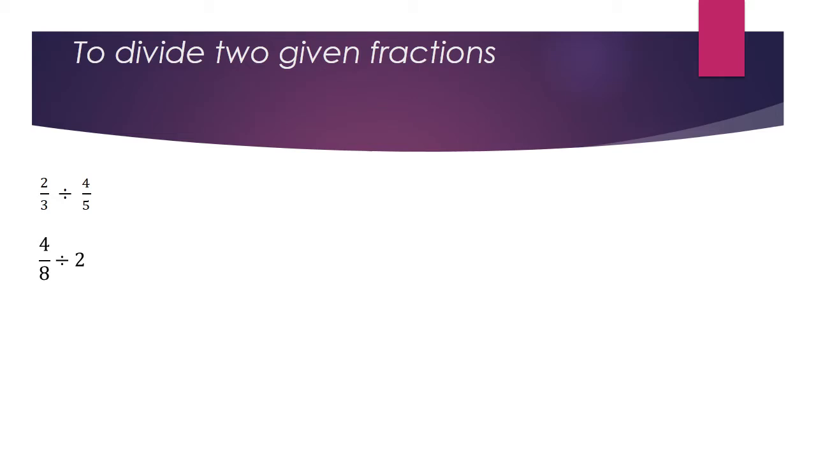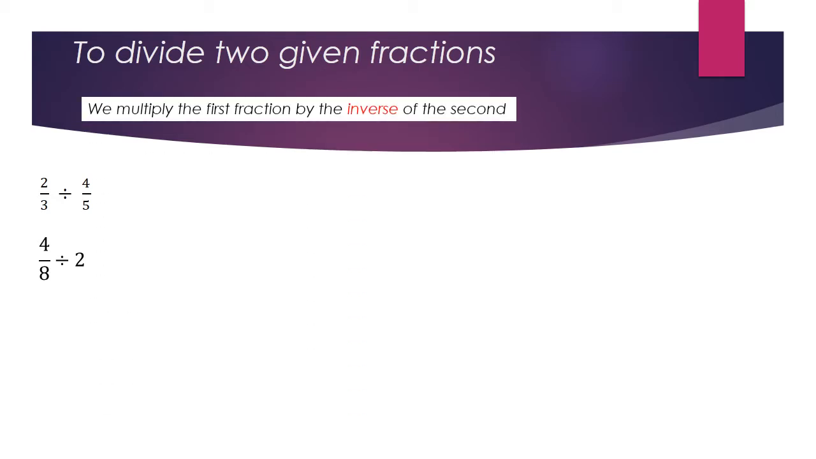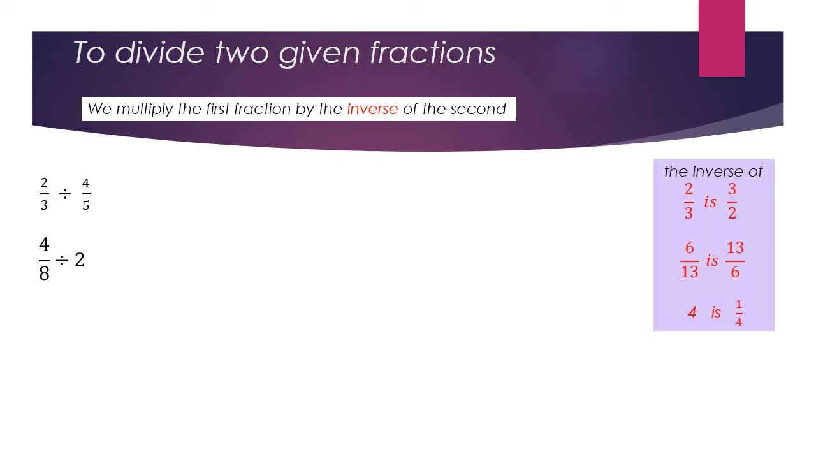How to divide two given fractions? To divide them, we multiply the first fraction by the inverse of the second fraction. What is the meaning of inverse? If we have a fraction 2 over 3, the inverse of it is 3 over 2. So the numerator becomes the denominator and the denominator becomes the numerator.